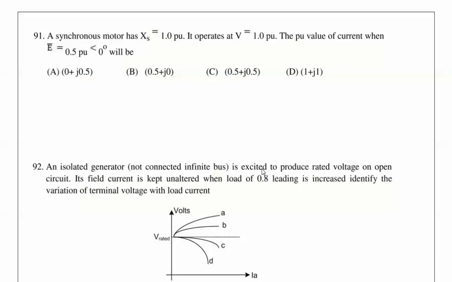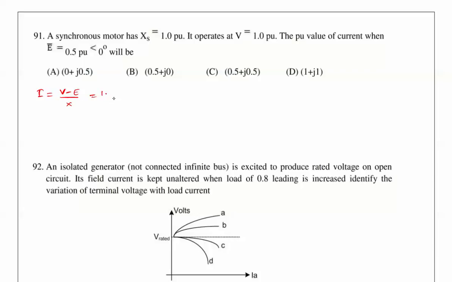So the question on the screen is: a synchronous motor has Xs equal to 1.0 per unit. It operates at V equal to 1.0 per unit. The per unit value of current when E is equal to 0.5 per unit at an angle 0 degrees will be. So the general formula for this solution is I is equal to (V minus E) by X.